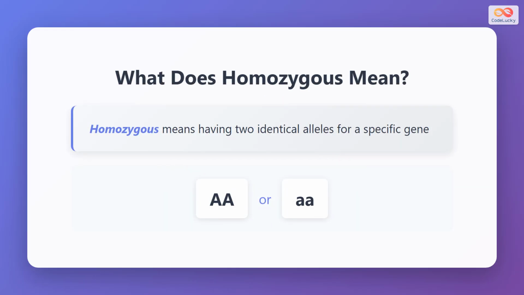Let's break down what homozygous means. The term homozygous describes an organism that has two identical alleles for a particular gene. For example, if we represent alleles with the letter A, a homozygous genotype would be either AA or lowercase aa. Both alleles are the same, making the organism homozygous for that trait.